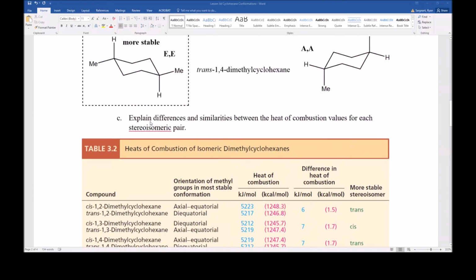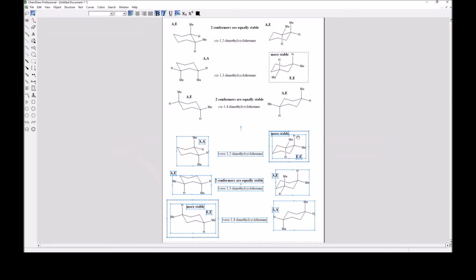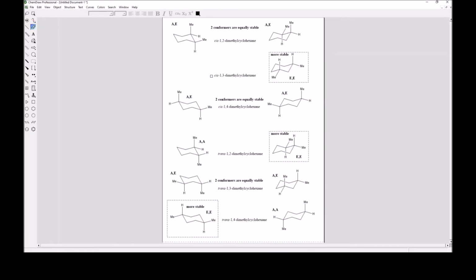The third part of this question asks me to explain differences and similarities between heat of combustion values for each stereoisomeric pair. And let's get rid of some of the clutter now. Specifically, when we have this conformation for cis-1,3-dimethylcyclohexane, where both of them are axial, the point that I tried to make was this really doesn't represent any meaningful way of thinking about the compound. It's going to act like this most of the time. And so we're going to strip down the axial. We're going to get rid of them entirely. We just don't really need them because that doesn't explain how the molecule acts.